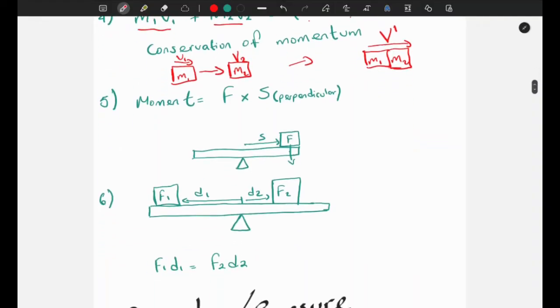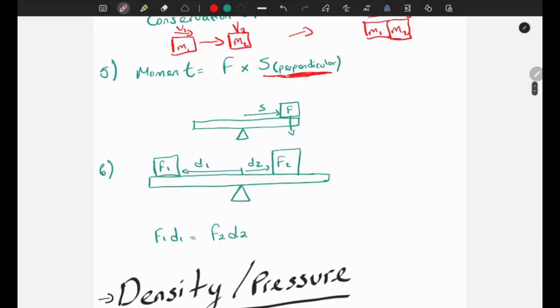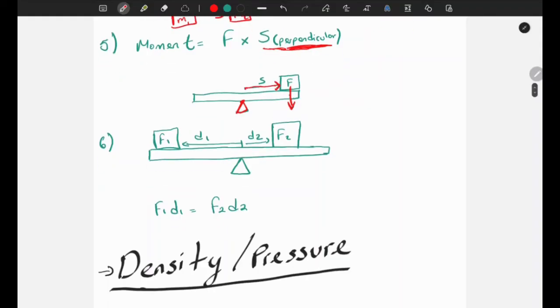The next one is moments. Moment is force times perpendicular distance. Now I cannot stress this enough. It should always be the perpendicular distance to the force. So let's say we have a beam balance over here with a pivot at this point. The moment would be the distance from the pivot to the load, and the force is acting downwards. We can see that these are perpendicular. The distance and the force are perpendicular. So the moment is the force times the perpendicular distance.